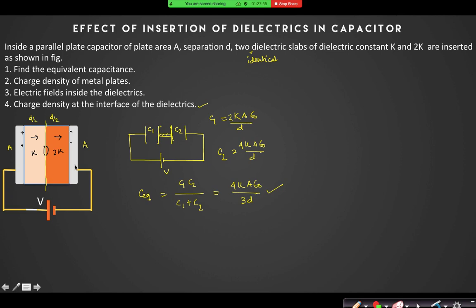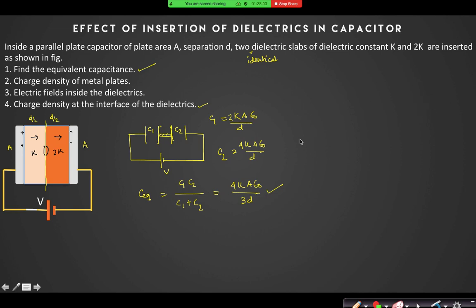Also, if you do not take this as an equivalent network, then you can also find it by calculating the charge and the potential difference, right? No problem in that. Why did you take 2K? Since D by 2 is below, I have taken 2 above, right? So this is the easiest way to find the equivalent capacitance, where you can draw networks like this.